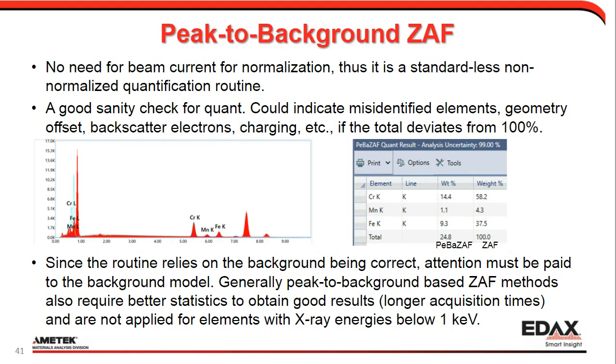If this model is so good, we could use it all the time, but the drawback of this method is that the routine relies on the background being correct. Attention must be paid to the background model. Generally, the peak-to-background approach also requires better statistics to obtain good results. That means longer acquisition times. And it is not applied for elements with X-ray energies below 1 keV, because in the very low energy region we have a very high background, the ratio is low, and we have high absorption in that region.